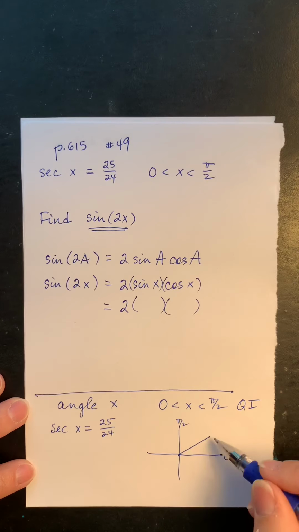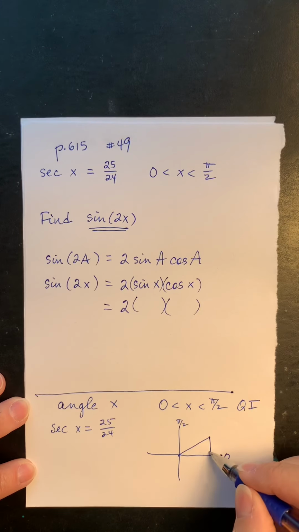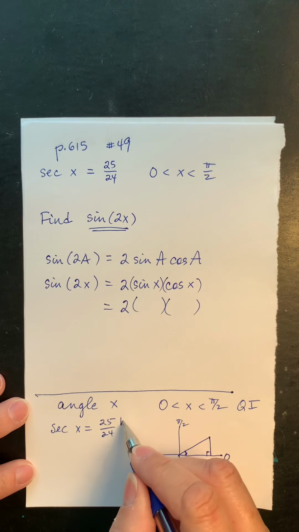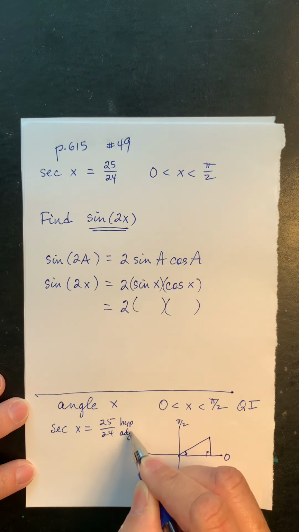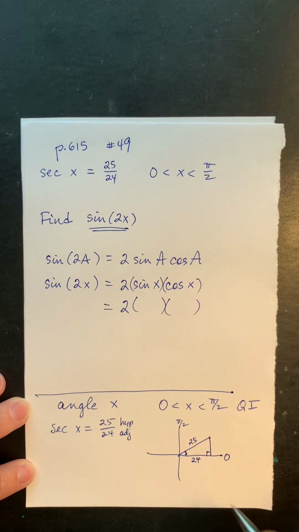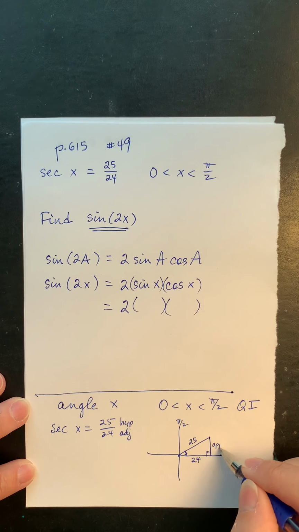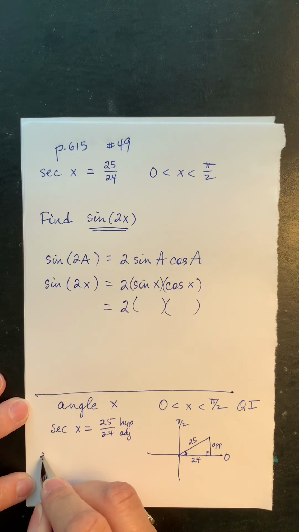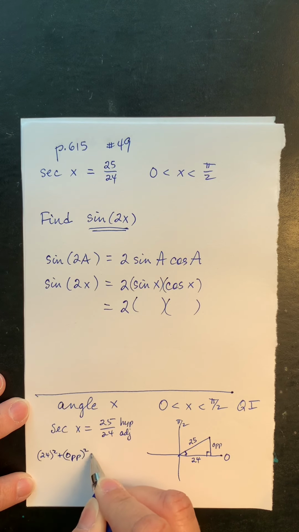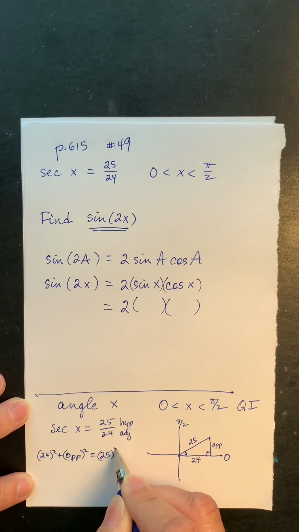So the terminal side of x is somewhere in quadrant 1, and we draw in a reference triangle. Here's the reference angle. Okay, now we know the secant. Secant is the reciprocal of cosine, so it is hypotenuse over adjacent. So we'll have 25 for the hypotenuse, 24 for the adjacent, and then we need to figure out this opposite side. Pythagorean theorem: 24 squared plus the opposite squared is equal to 25 squared.